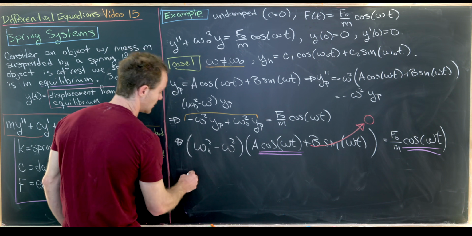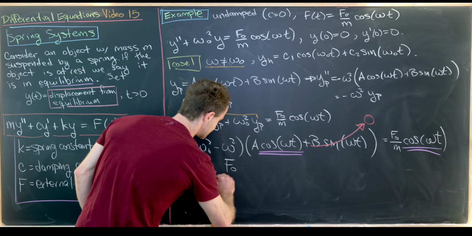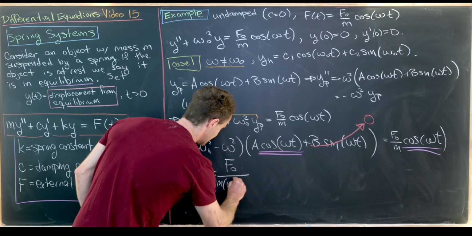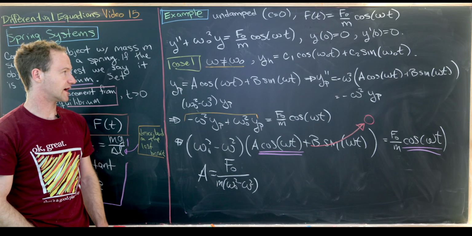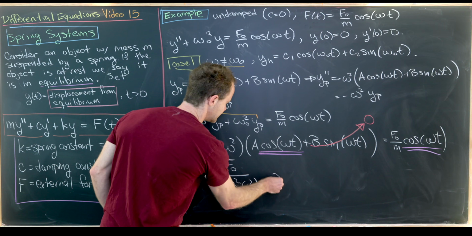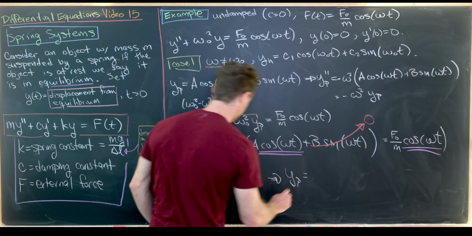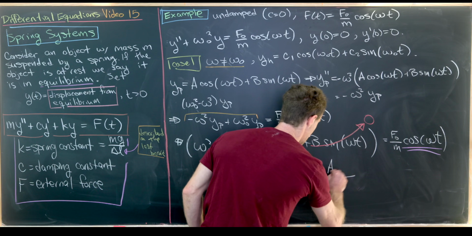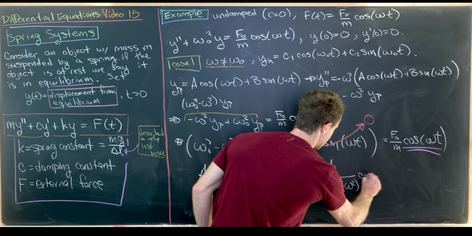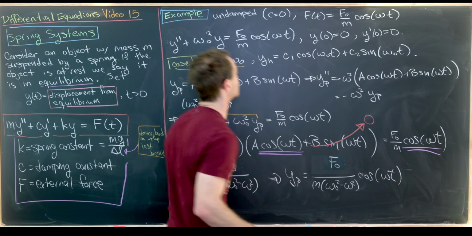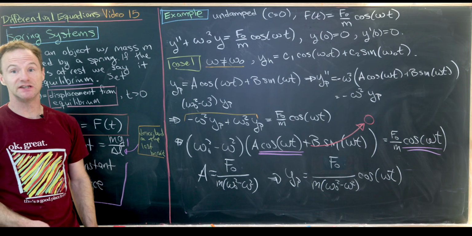And that gives us the following solution for A. So notice A will be f naught over m times omega naught squared minus omega squared. So that's just by dividing by this term right here. And then plugging this back into the format for our particular solution, we have y sub p is equal to A over m times omega naught squared minus omega squared times cosine of omega times t. Great. So let's bring that up and then we'll continue this example.